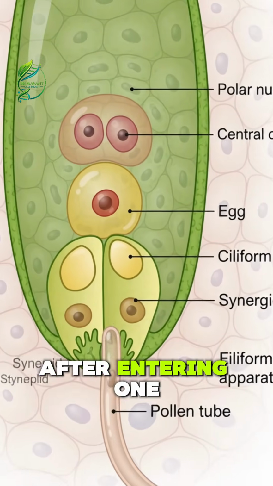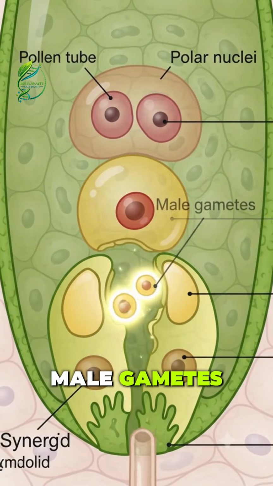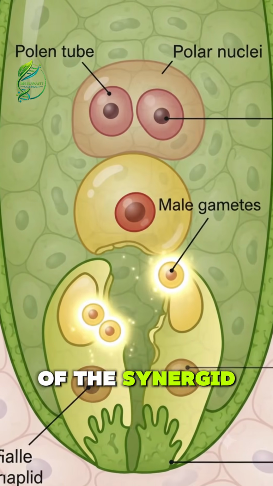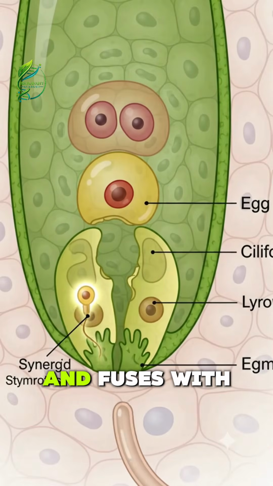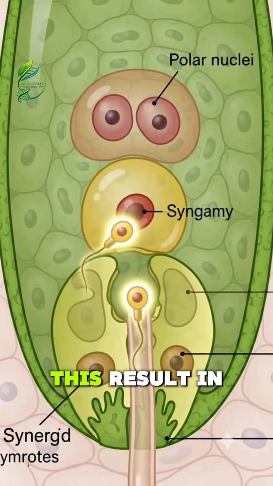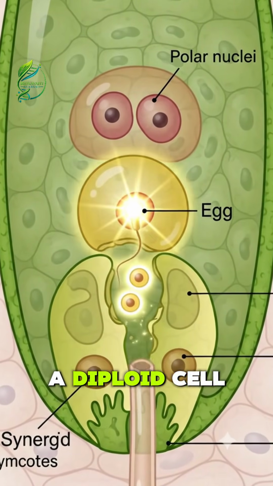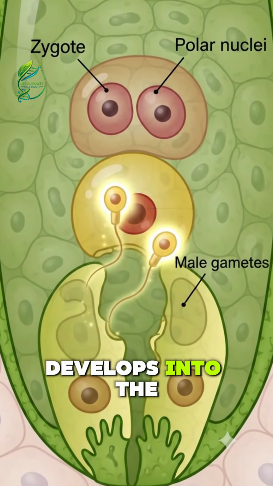After entering one of the synergids, the pollen tube releases the two male gametes into the cytoplasm of the synergid. One of the male gametes moves towards the egg cell and fuses with its nucleus, thus completing the syngamy. This results in the formation of a diploid cell called the zygote. The zygote eventually develops into the embryo.